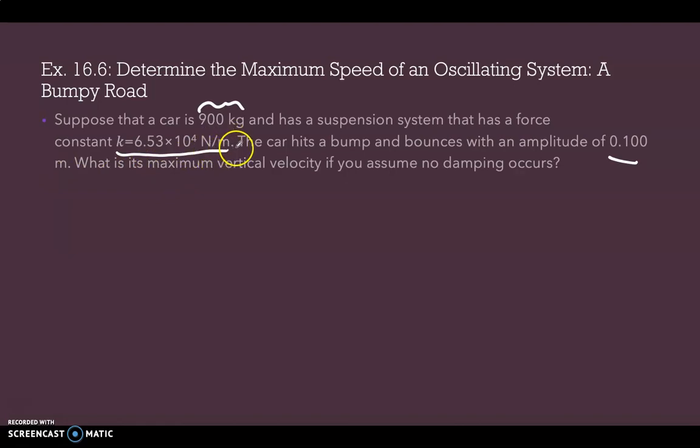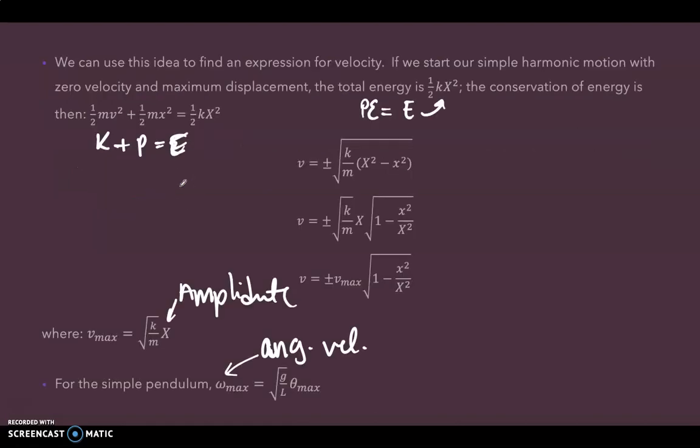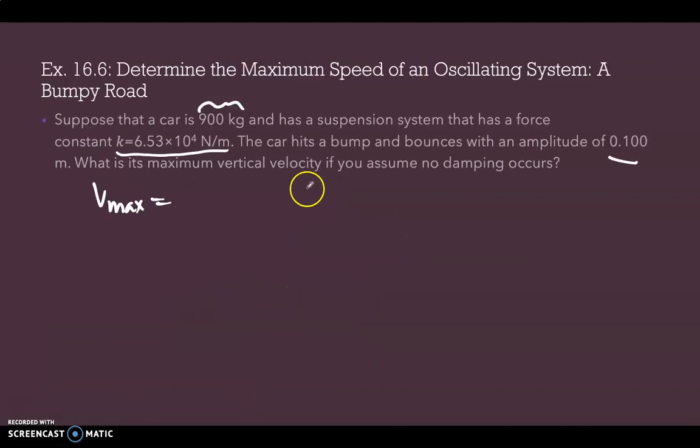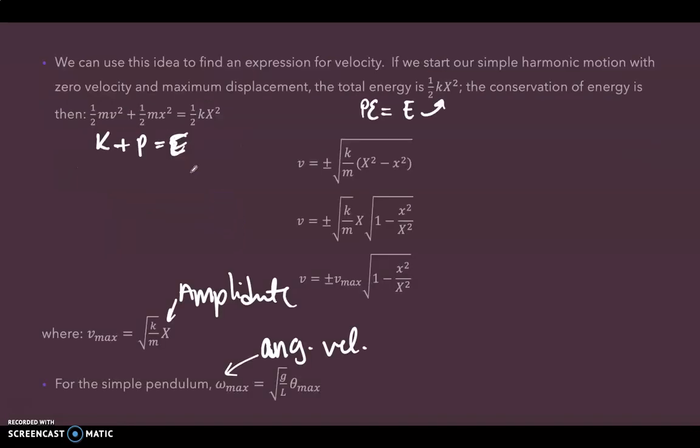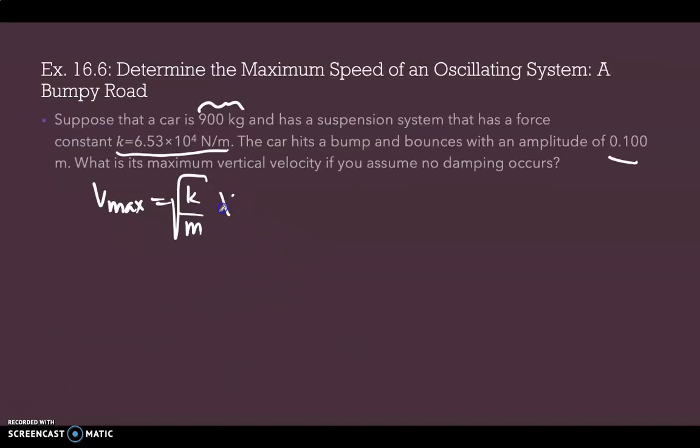Damping is sort of the same idea as friction in the sense that it will slow down the system. It's a resisting force. So we're assuming that there's none of that occurring. Let's go ahead and use the ideas that we just found to find that maximum velocity. So that's going to be V max equals the square root of k over m times our amplitude x.